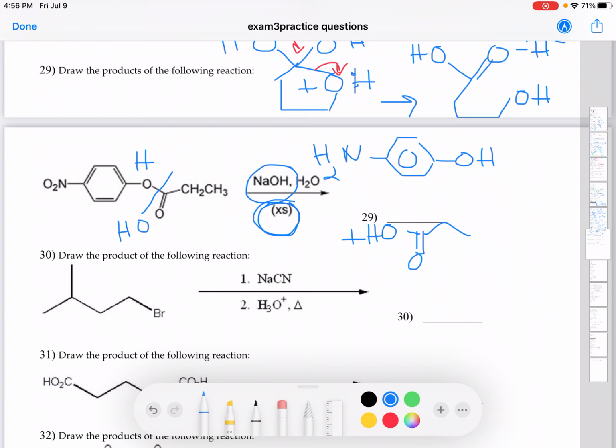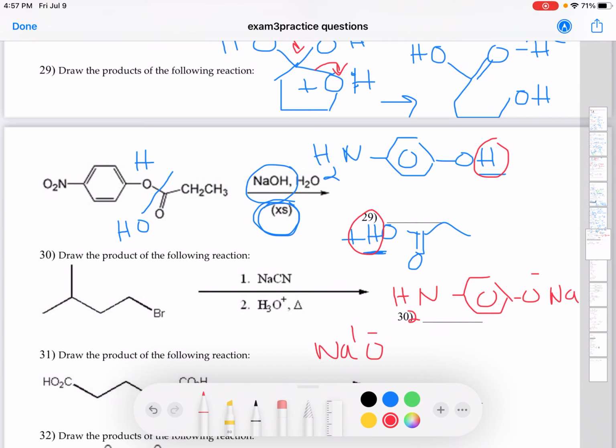So we are adding sodium hydroxide in excess. When you add sodium hydroxide in excess, this hydrogen and this hydrogen are very acidic. So they would be removed by the sodium hydroxide and will give you the sodium salt of these two molecules. It would be O minus Na plus, and then from the other side it would be O minus Na plus, the sodium salt of the carboxylic acid. Okay, that's the answer for that.